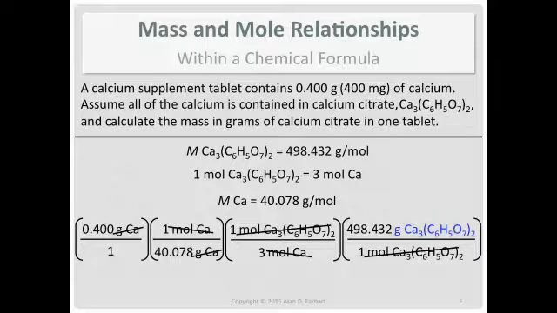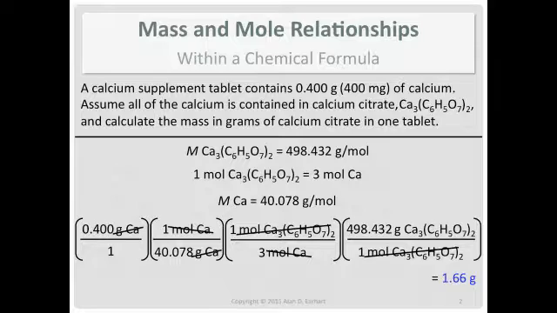Now, conceptual check at the end. If I have 0.400 grams of calcium, what has to happen with the mass of the tablet that has calcium citrate in it? Well, it has to be more than 0.400 grams. And if you do the multiplication and division, you get 1.66 grams of calcium citrate.